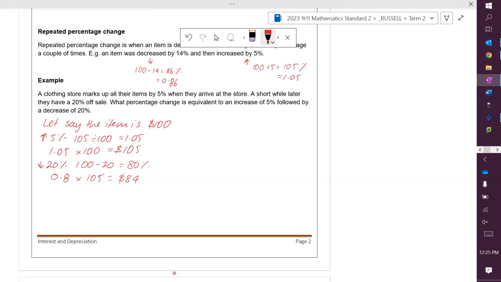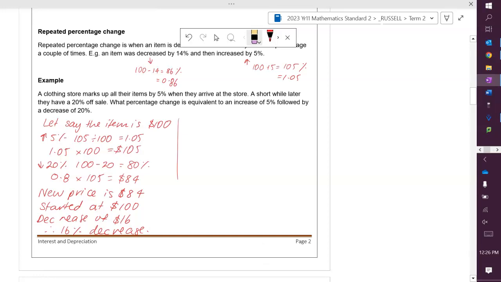So our increase of 5% brought us up to $105, and then we take away that 20%, so we're finding 80% of that 105. So our new price is $84, and we started at $100, which is a decrease of $16, which is therefore a 16% decrease. Okay, if we're looking at it out of 100, it makes it easy to determine what that decrease amount is.